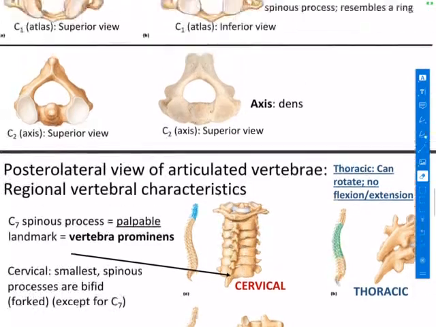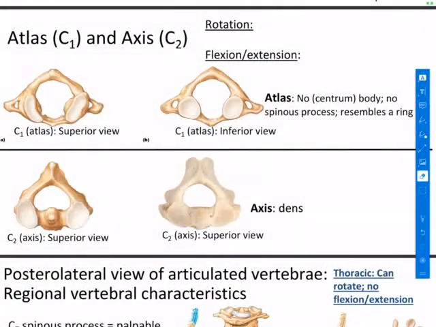Okay, so let's talk about some special vertebrae that are unique because they don't look like any other vertebra in the vertebral column. One of them is called Atlas, and Atlas is C1, cervical vertebra 1, and it looks completely unique because it looks like a ring. It doesn't have an obvious spinous process. It is basically a ring-shaped vertebra.